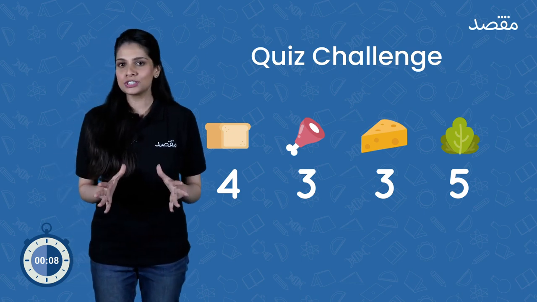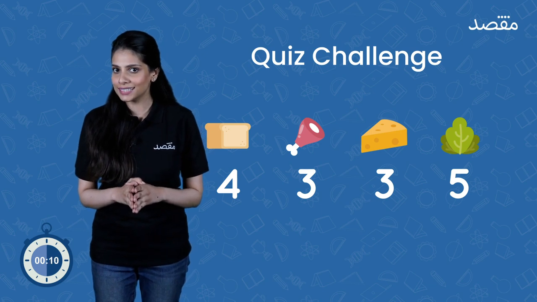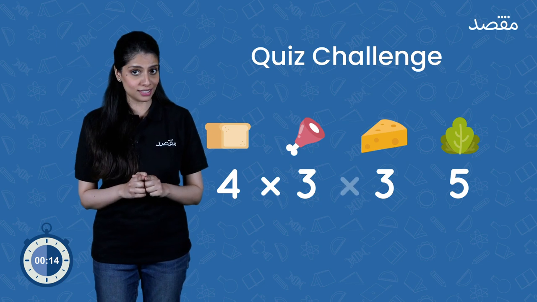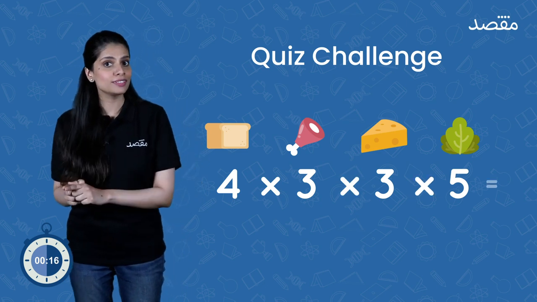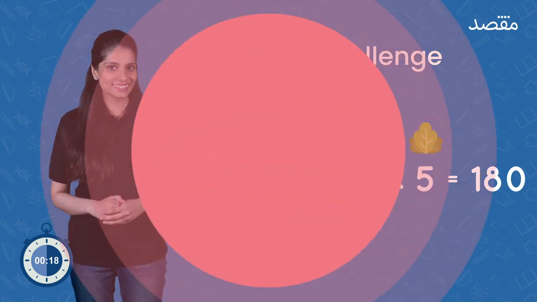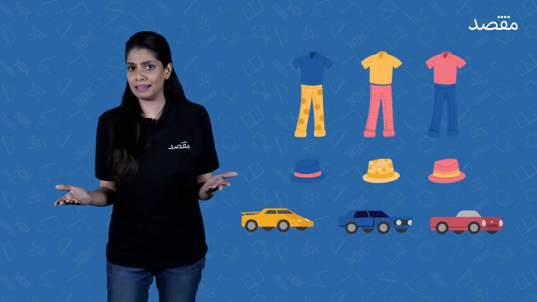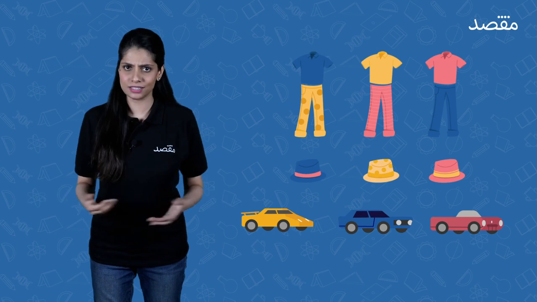So now these questions should be easy for you to do, right? In this case, what is the answer? 4 into 3 into 3 into 5 equals 180. So this is true for pants and shirts, cars and brands, hats and colors, or anything that has a variety.